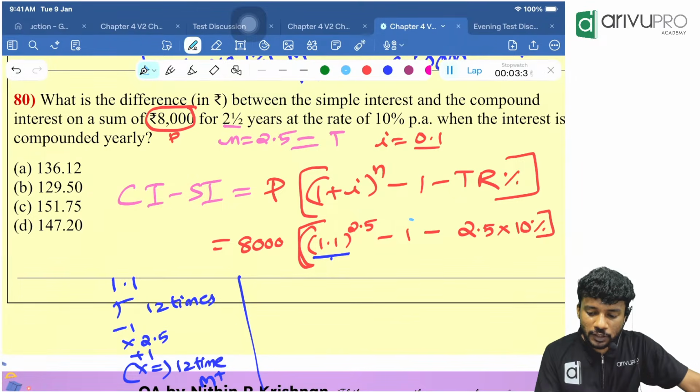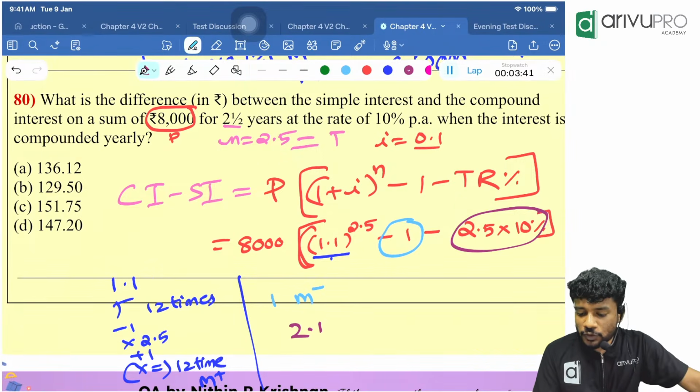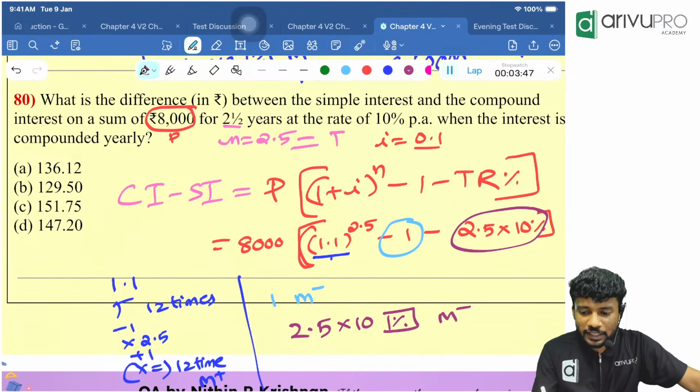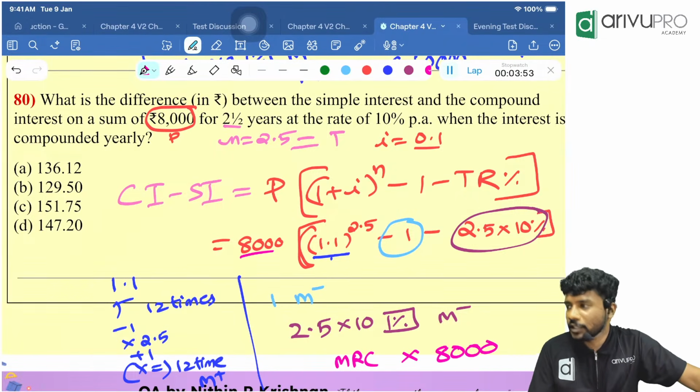Then you will type what? 1 and click which button? M minus button. Then you will find what? 2 into 2.5 into 10. Click which button? Percentage button. M minus or M plus? M minus. Finally what? You will click MRC. Multiply it with what? 8,000. You will get your answer.